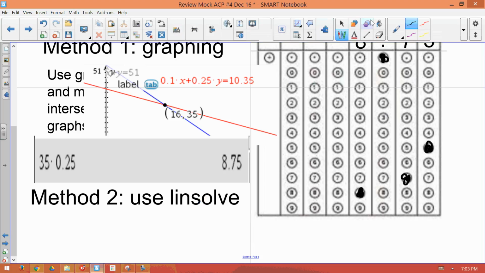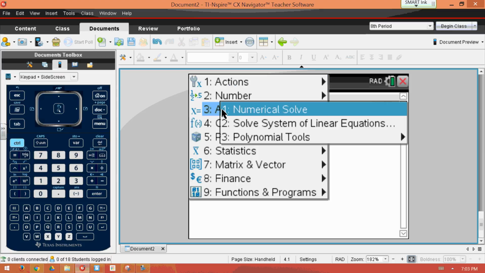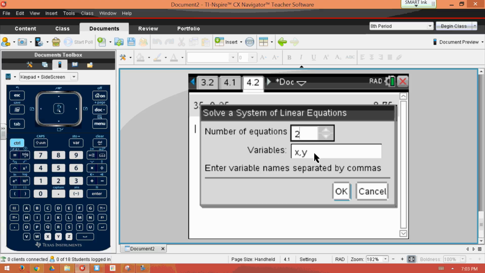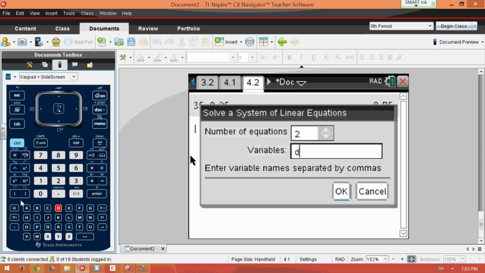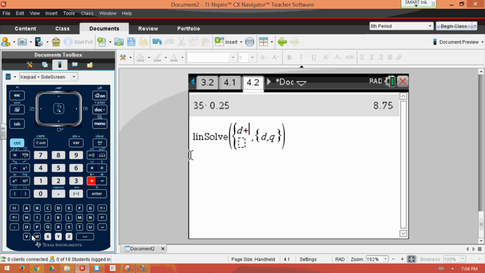Now, is there another way to do this? Of course there is. We could also just use LinSolve. So let's see what that looks like. Go to the calculator. We're already in the calculator menu, so I'm going to menu, algebra, LinSolve, and we can use D and Q for dimes and quarters. Let's put in our equations: D plus Q equals 51 coins, and then each dime is 10 cents, so 0.10 D plus 0.25 Q equals $10.35.